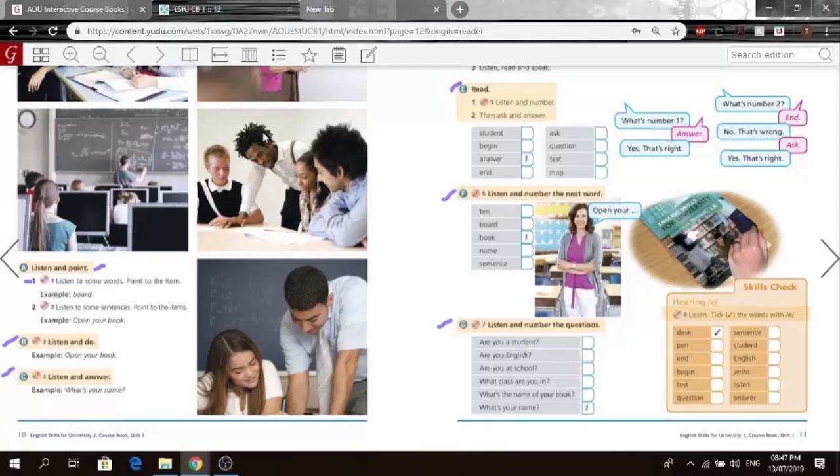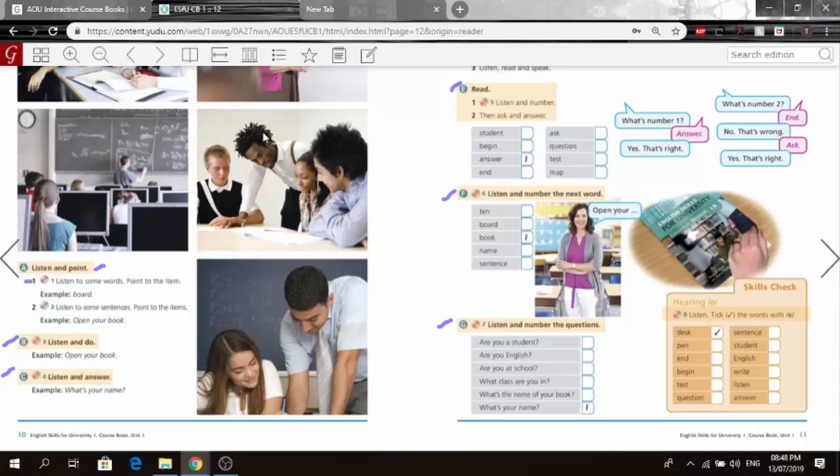Okay, so now that was obviously easy enough. Let's move on to exercise F, sorry, I keep making that mistake. Listen and number the next word, okay? So obviously, the last word in every sentence that I say is going to be like the exercise above, the exact same, but instead of me saying one word, I'll say a whole sentence. Okay, so open your book. That was number 1. Look at page 10.